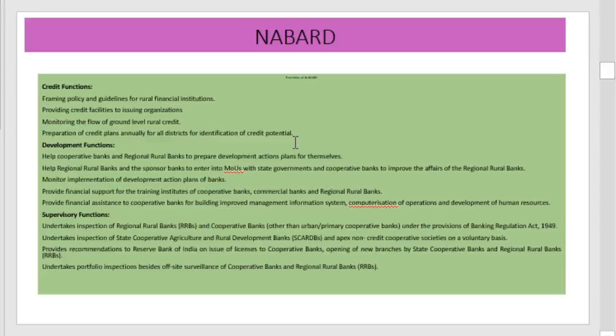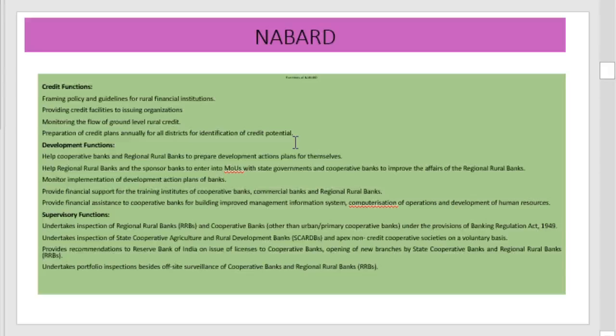It helps cooperative banks and regional rural banks to prepare development action plans for themselves. That is, the development function includes Nabard helping cooperative and regional rural banks to prepare development action plans. Second, it helps regional rural banks and sponsor banks to enter into MOU with state governments and cooperative banks to improve the affairs of regional rural banks. That is, Nabard helps regional rural banks and their sponsor banks to improve their affairs.